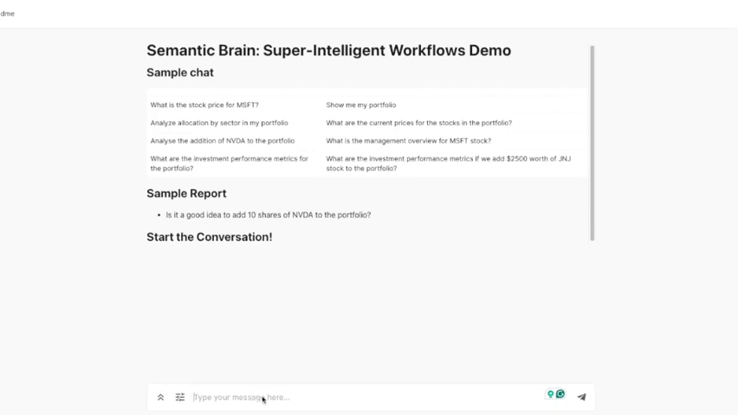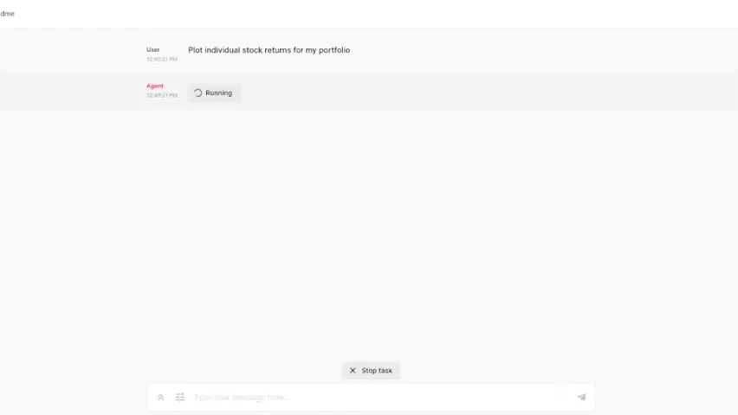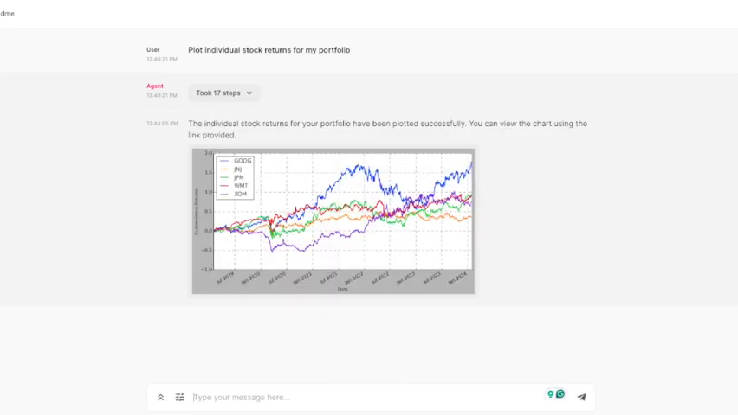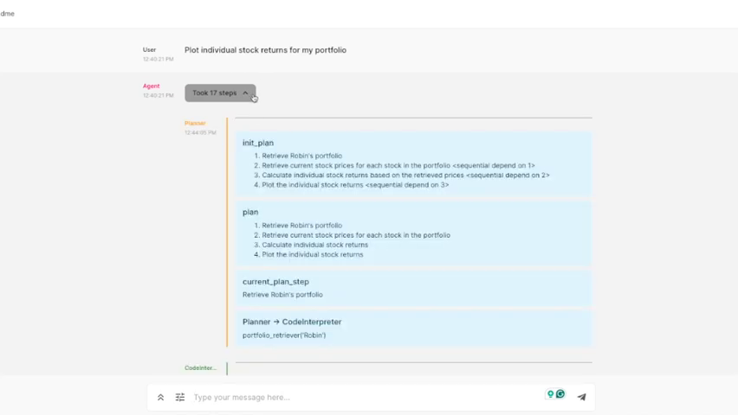I start the demo by typing in "plot individual stock returns for my portfolio," and you can see that the process has started running. Then the results are coming in, and you can see that Google, which is a tech stock, has significantly outperformed other companies in the portfolio. So also I click on the 17 steps that were executed.